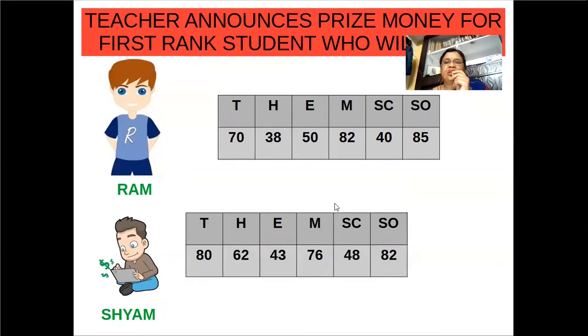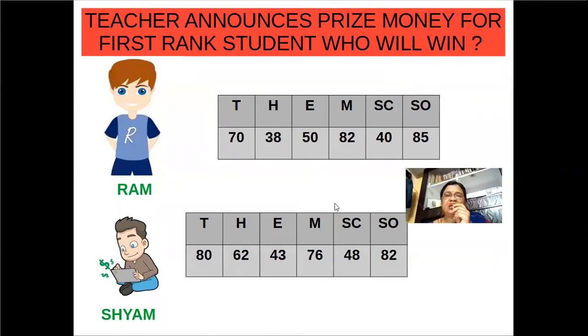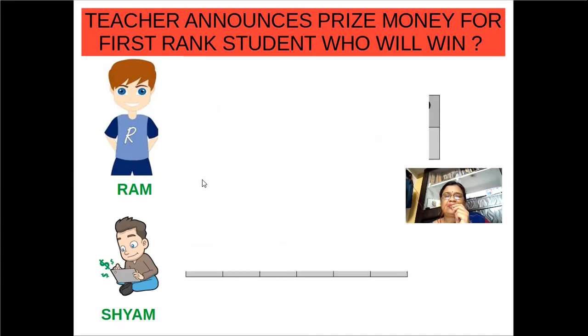So what the teacher has done, the teacher has announced the prize money for the first rank students. Who will win the prize money? How would you calculate the prize money? Whether Ram gets the prize money or Sham gets the prize money. Actually, who got the first prize? Who will receive this prize money? Let us see.